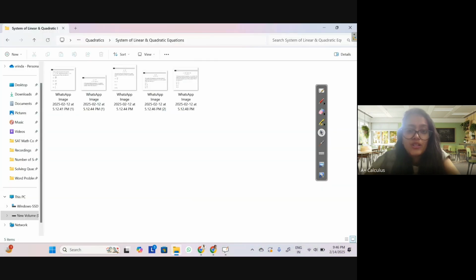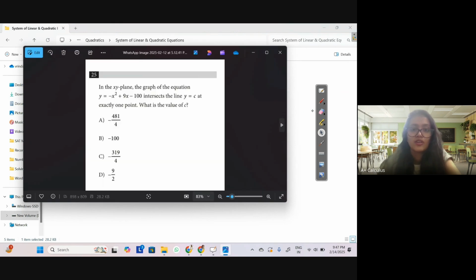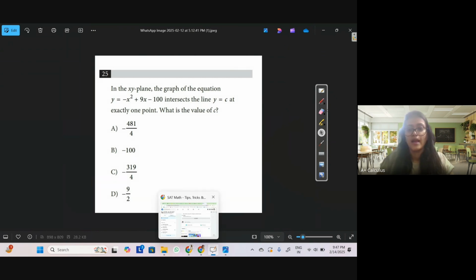And the next question type from quadratics is system of linear and quadratic equations. And this is the most important question type from quadratics. You can expect one question from this question type. And in these questions, there were 5 questions from system of linear and quadratic equations in the 6 practice tests. And all of these questions can be done either algebraically or using DESMOS.